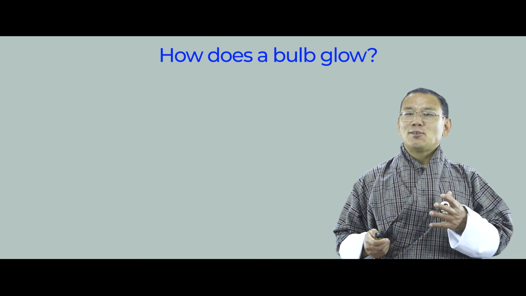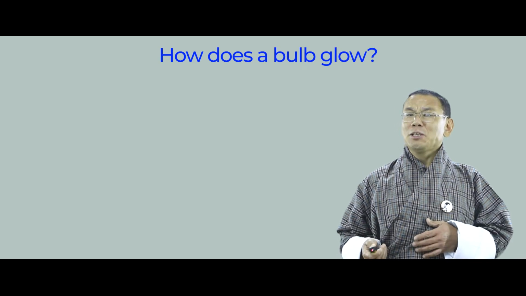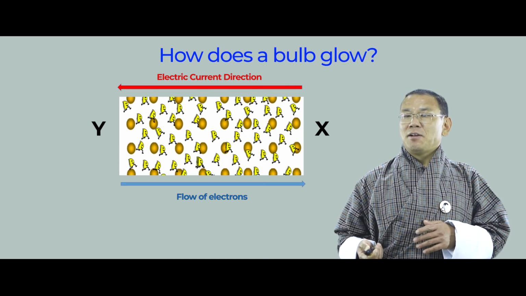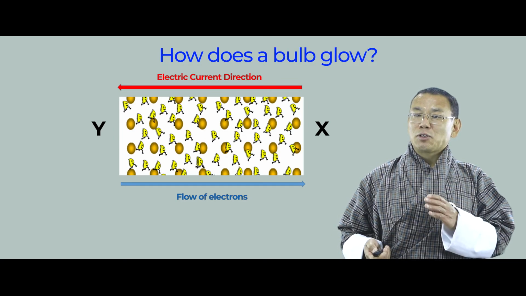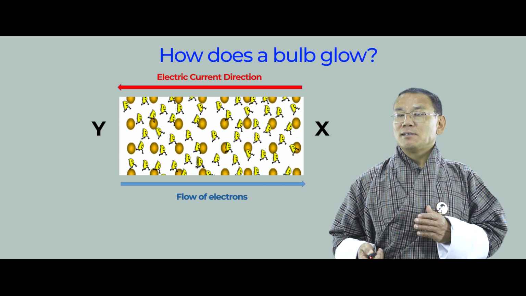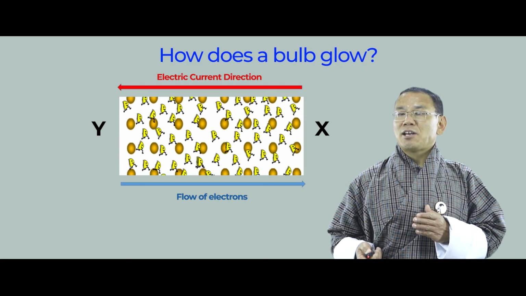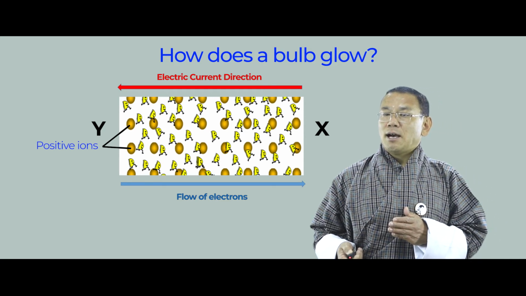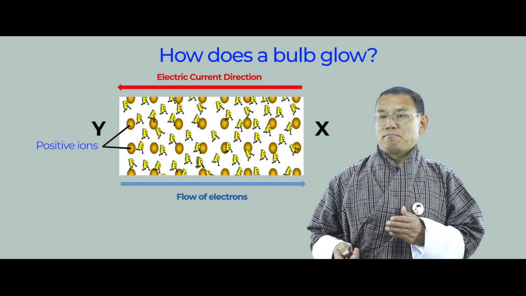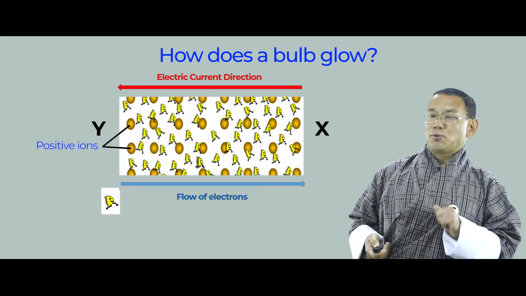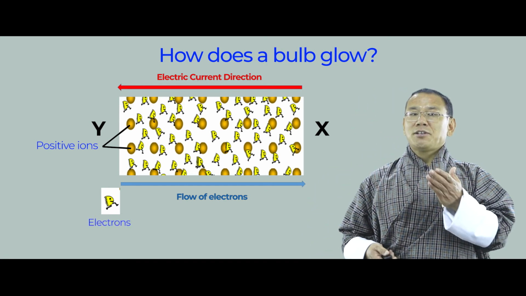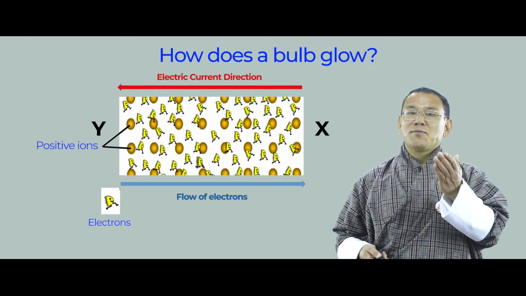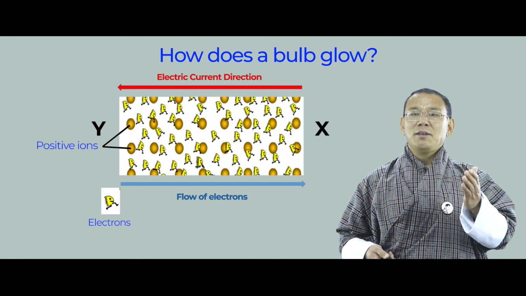To understand this, let's look at this picture. In this picture, I have tried to magnify a portion of the conductor. First of all, these sphere-like things in this diagram are the positive ions, and this particular icon here are the electrons. Now, what happens when a current flows? As you are aware, electric current is the flow of electrons or flow of charges. Only thing is the direction of the conventional current is just opposite to the direction of the electrons.